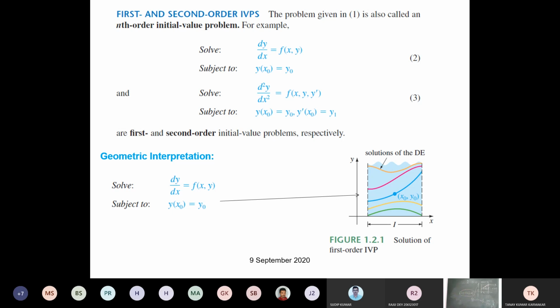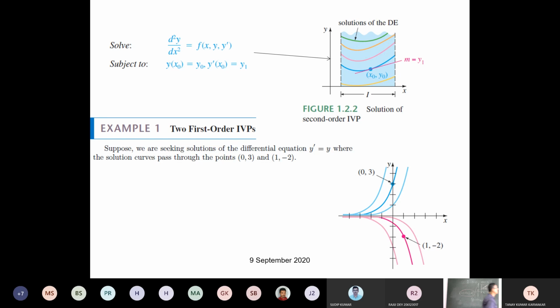Similarly, if I am talking about a second order ODE with these two conditions, then as I have told you, the second condition simply represents the slope of the tangent to the curve at that particular point. Fine. Let me just show you some example. What is the solution of this equation? Forget about those points.